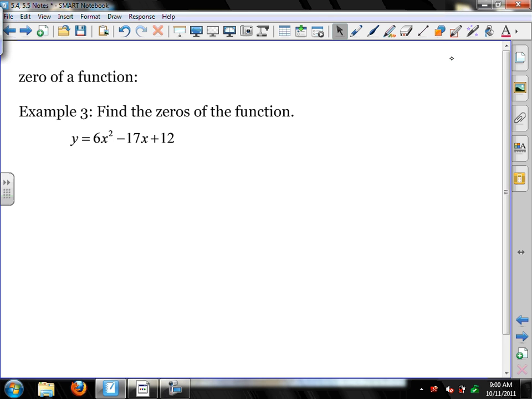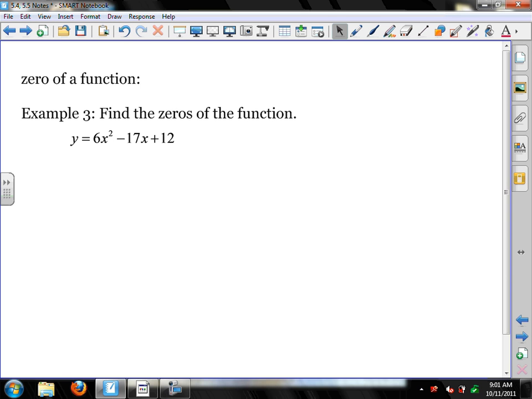What's the zero of this function? I've heard that term before. Find the zeros. It's the same thing as the x-intercept, where the graph crosses the x-axis. You might also hear it referred to as root. Typically, we'll be calling it zeros. So we need to find the zeros of that function.